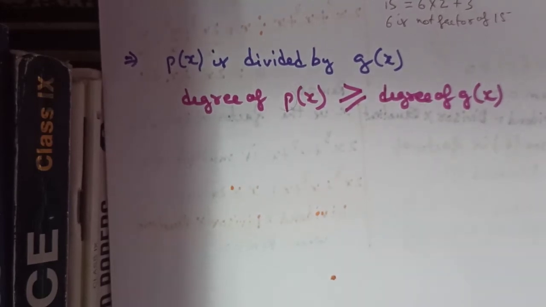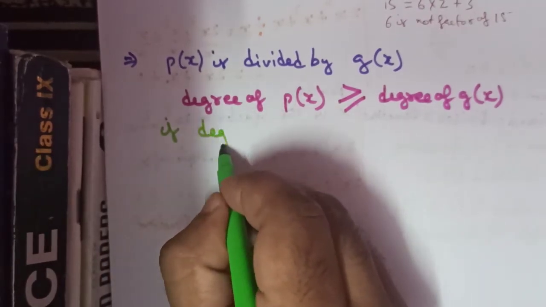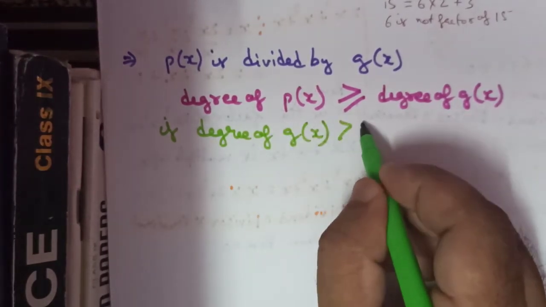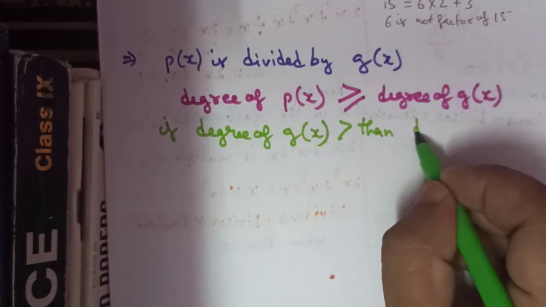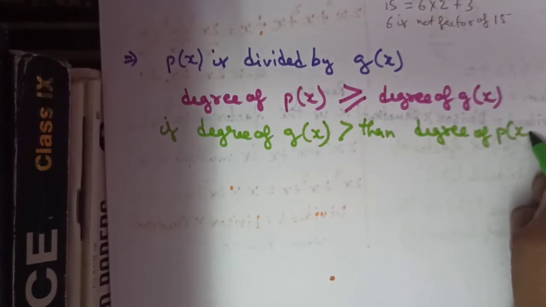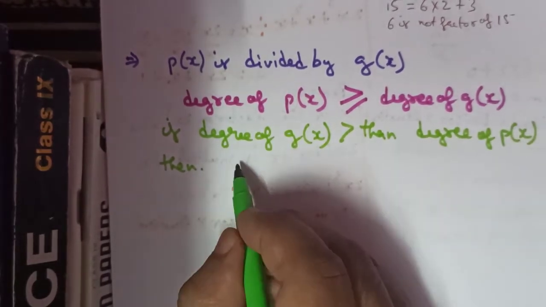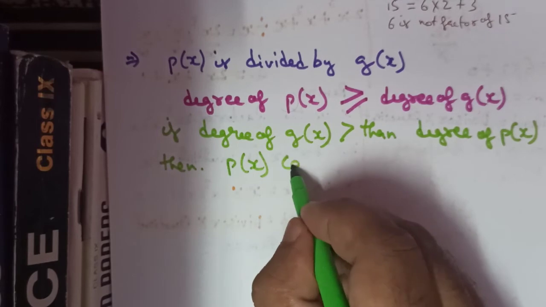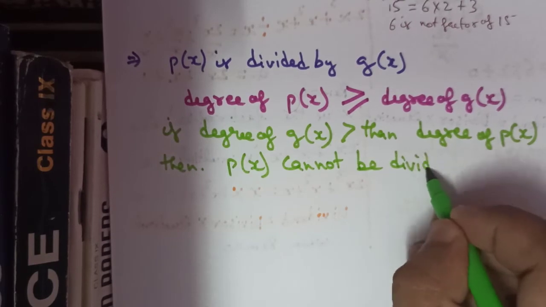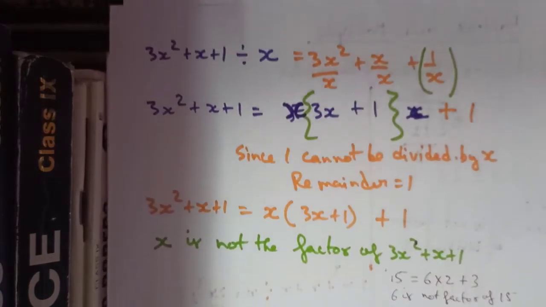That means we can say conversely that if the degree of gx is greater than the degree of px, the degree of the divisor is greater than the degree of polynomial px, then px cannot be divided by gx. Like in the above example, we can say here 1.